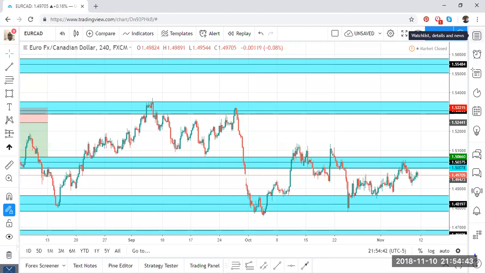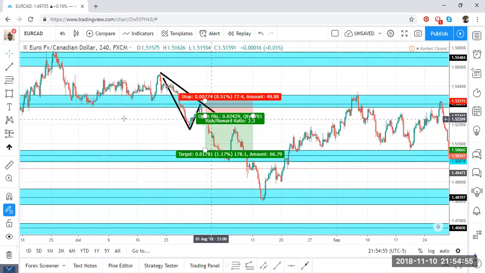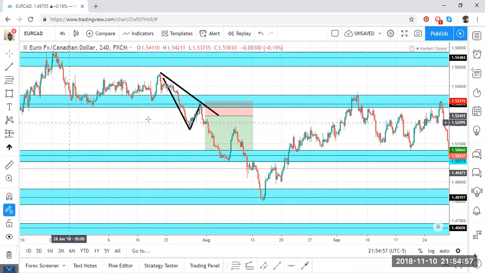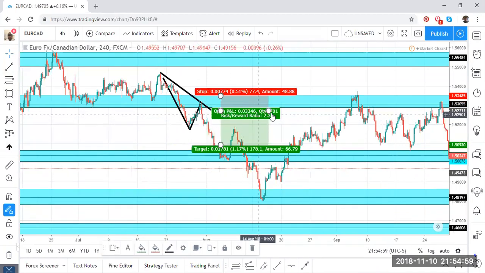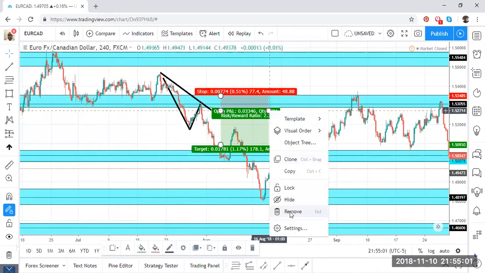I want y'all to draw up a chart and draw up your zones and then find a trade. I want you to find a trade. And basically, I want you to use this tool here, the short or the long.